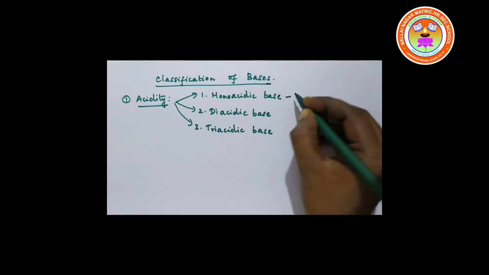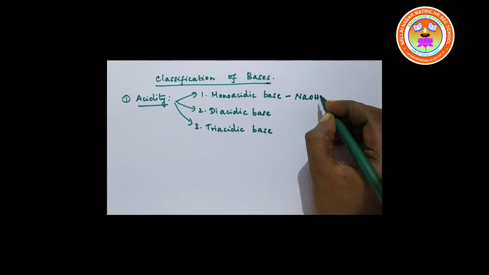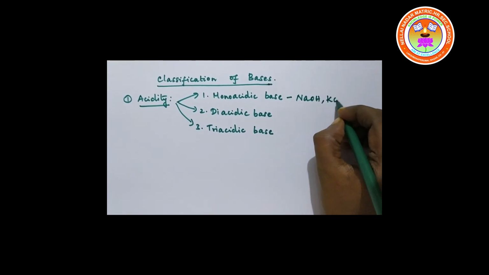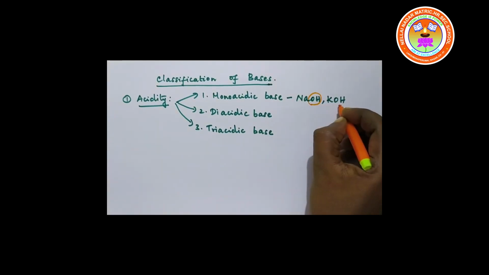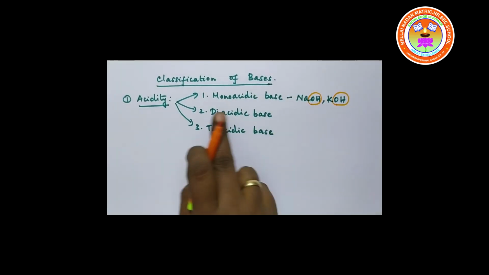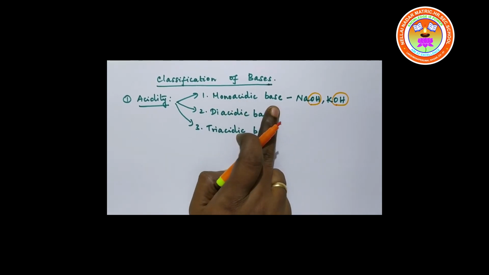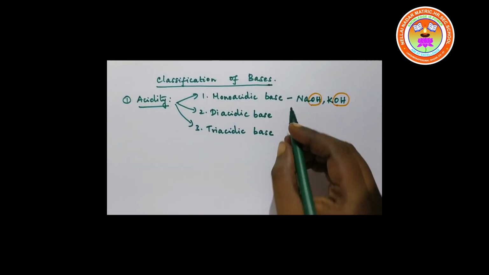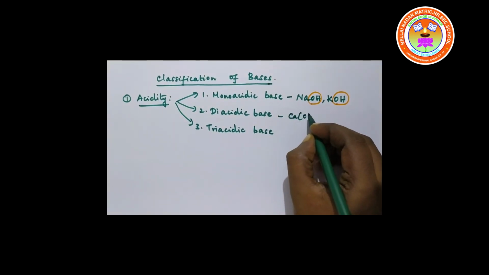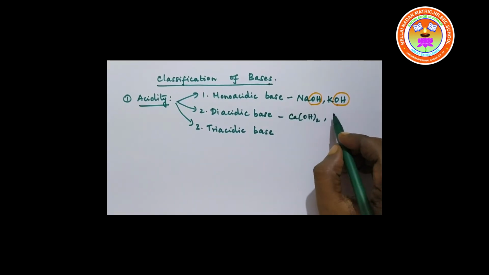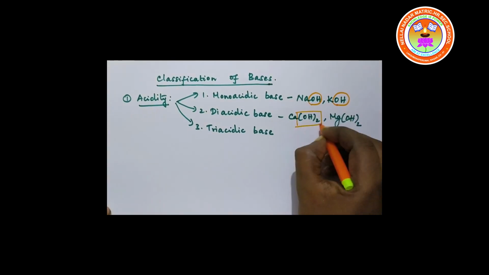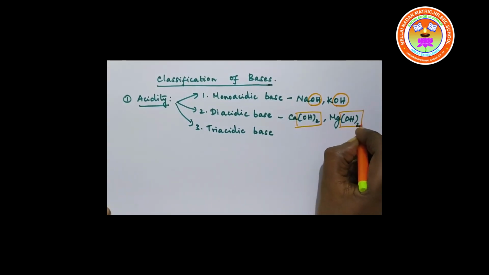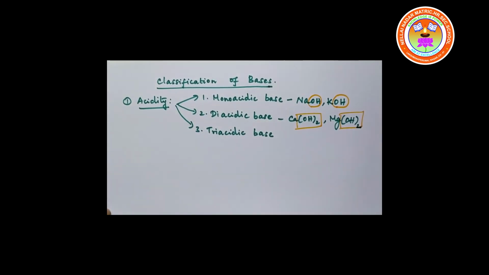Monoacidic base examples are sodium hydroxide and also potassium hydroxide. Here the number of replaceable hydroxyl ions is only 1, so they are called monoacidic bases. Diacidic base examples are calcium hydroxide and also magnesium hydroxide. In both these cases we have 2 OH minus ions, so they are called diacidic bases.